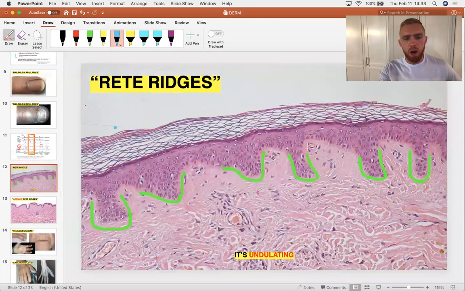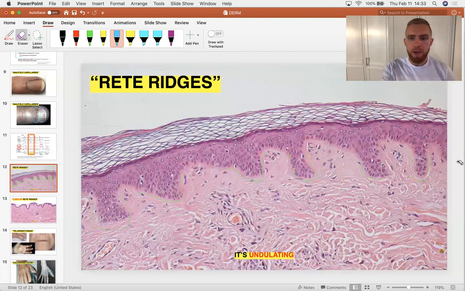Rete ridges are going to be these little wavy things, like they're undulating. That's how I would describe them, like the brucellosis Sketchy with the hills, with the undulating fever. That's exactly what rete ridges or rete pegs look like.